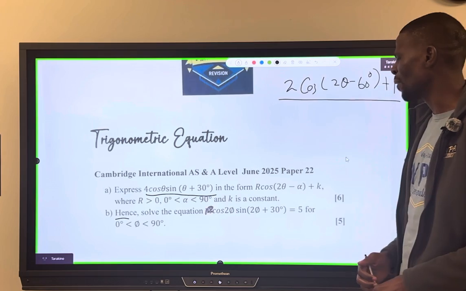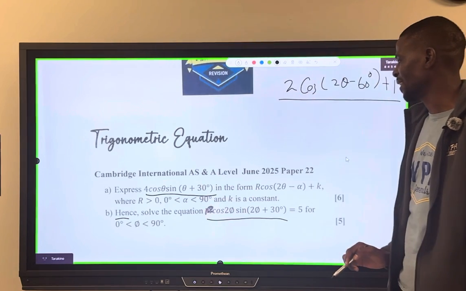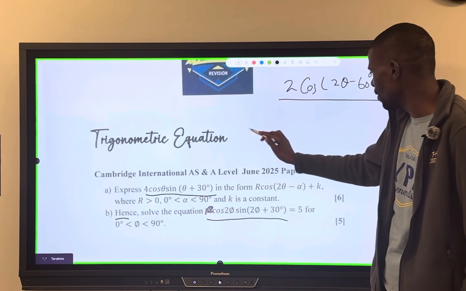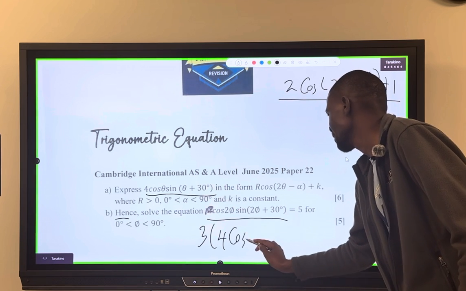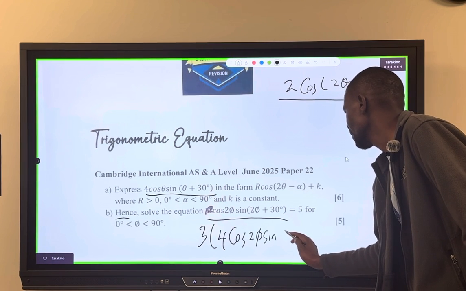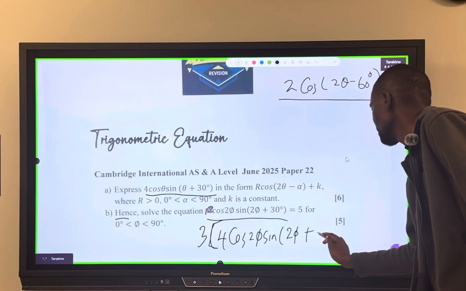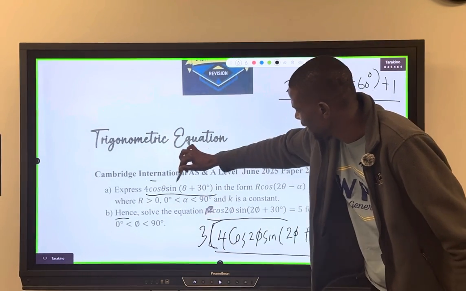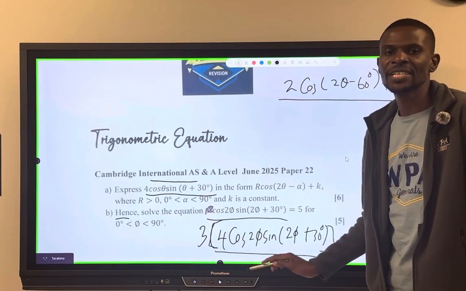So now our job here is to try and relate this to that, right? So this is 12 and that's 4. So we can factor out 3. We take out 3 here and we remain with 4 cos 2 phi sine, allow me to put a bracket here, 2 phi plus 30 degrees, right? Now this part here is similar to that, though the difference is that in place of theta, we have 2 phi, meaning it's now a multiple of 2.